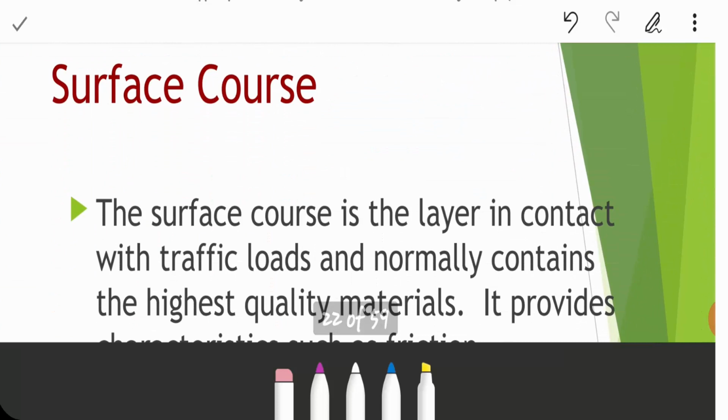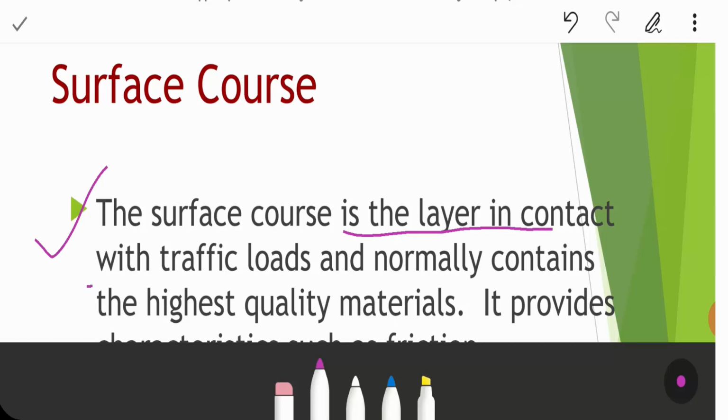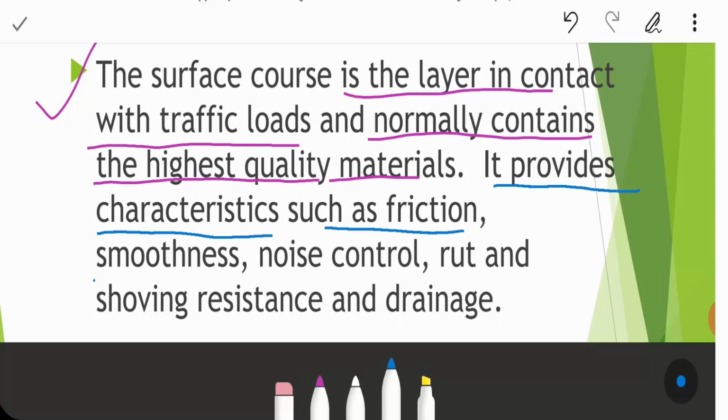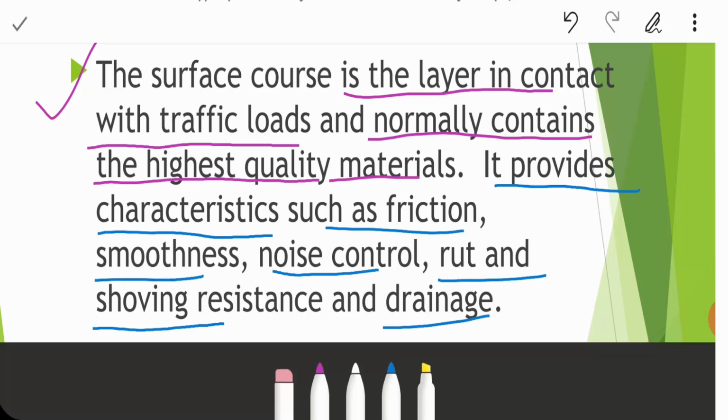Now I will discuss the surface course in detail. The surface course is the layer in contact with traffic load and normally contains the highest quality material. Okay? It provides characteristics such as friction, smoothness, noise control, rut and shoving resistance and drainage. Clear?